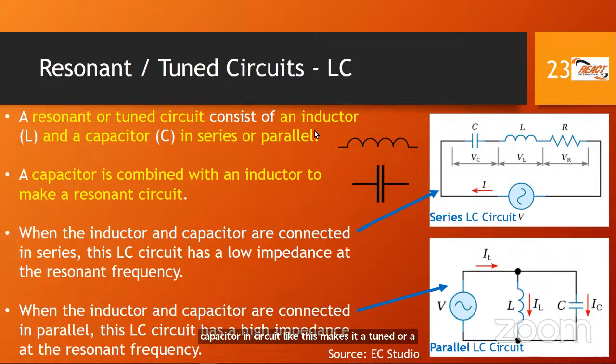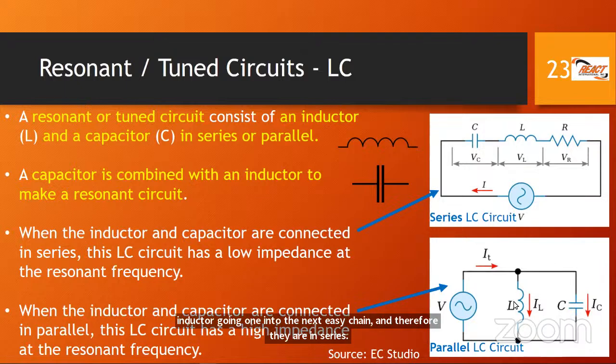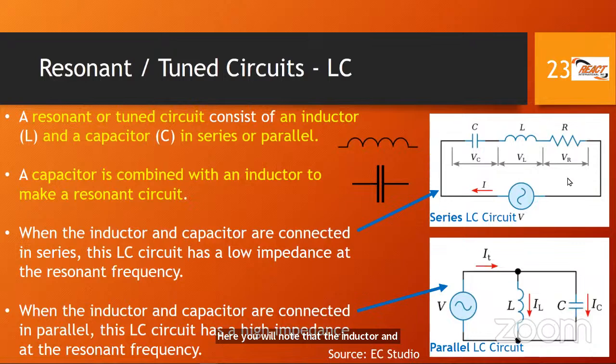And you will need to learn that for the exam. So we say here that a resonant or tuned circuit consists of an inductor and a capacitor, and it can be either in series or in parallel. On the top here, you will see that we have the capacitor and the inductor going one into the next, daisy chained, and therefore they are in series. Here, you will note that the inductor and the capacitor are in parallel. So series circuit, parallel circuit. It doesn't matter, both of them are resonant or tuned circuits.